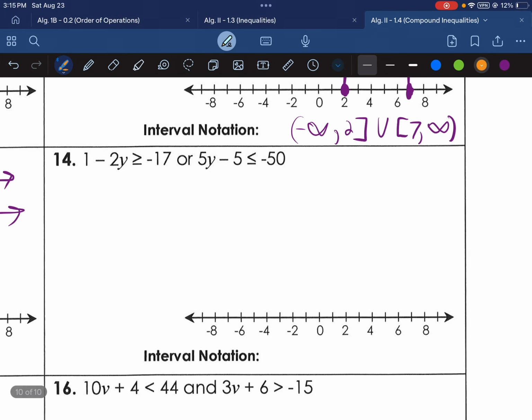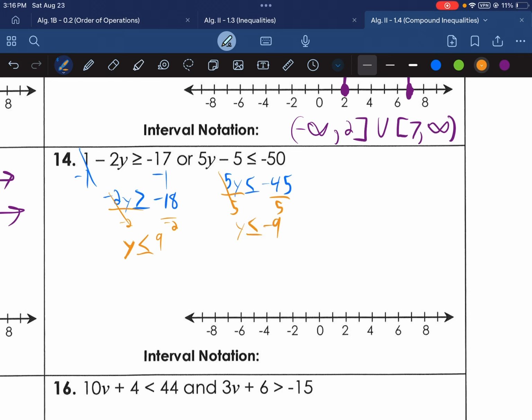Number 14 here. I'll work on solving this one by subtracting 1 on the left inequality. So I got negative 2y is greater than or equal to negative 18. Then I'm going to divide by negative 2 and get y is less than or equal to 9, flipping the inequality symbol as we divide both sides by a negative. As I work on solving my other one, I'm going to add 5 to both sides and get 5y is less than or equal to negative 45. Then I'm going to work on dividing both sides by 5, and I get y is less than or equal to negative 9. So I notice here, they go the same direction.